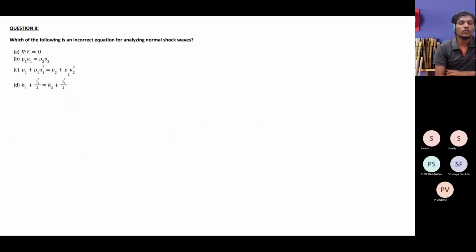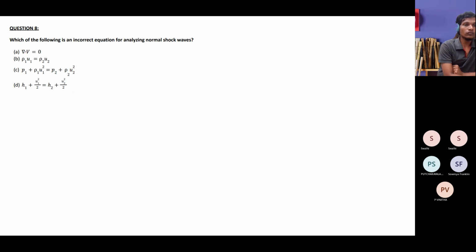So coming to the next question. In this question, we have: which of the following is an incorrect equation. Here they are asking for the incorrect equation, not for the correct equation. So let's see these equations. These equations are said to be applicable for the normal shock wave. So let's find which equation is not applicable for the normal shock wave.